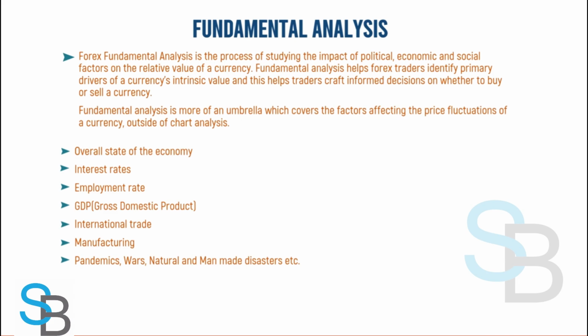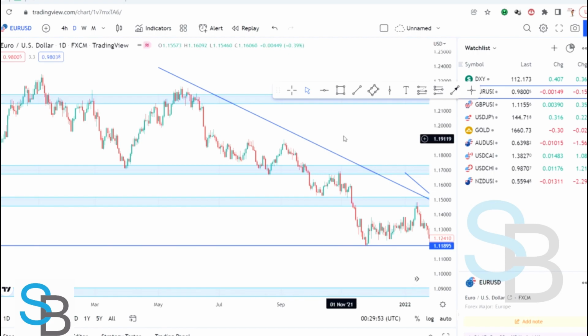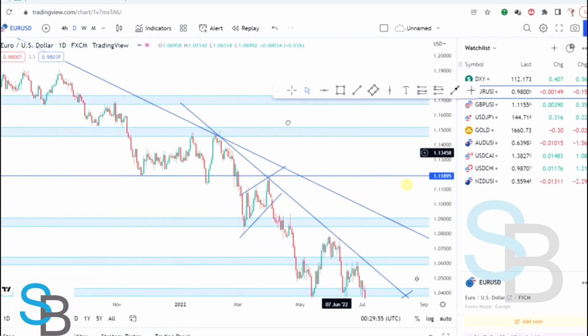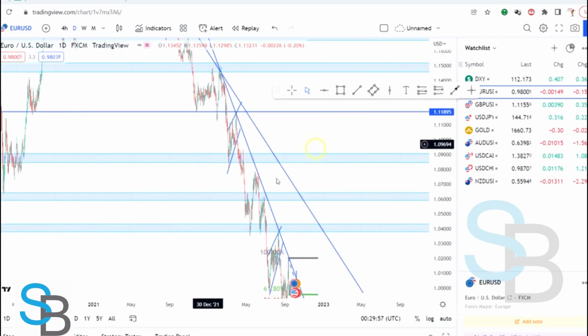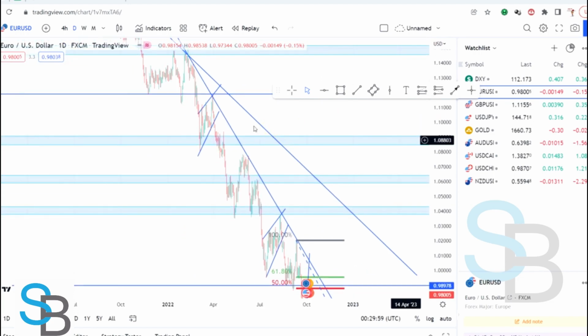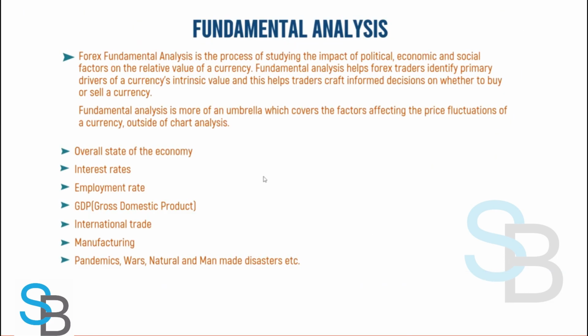So everything outside chart analysis, everything outside technical analysis, everything outside what you do on your charts, which is this. Of course, we're going to come to this very shortly. We're going to look at how to use the platform and every other thing you need to know in order to do analysis like this. So anything outside this is fundamental analysis.